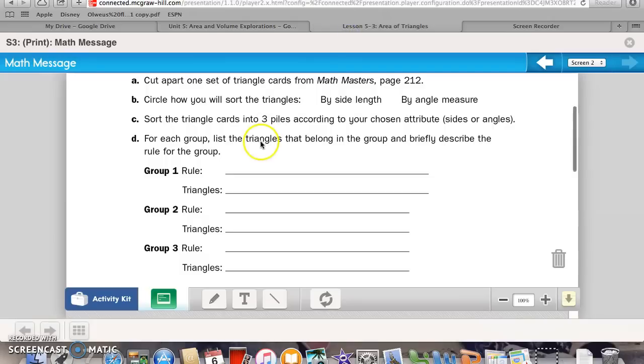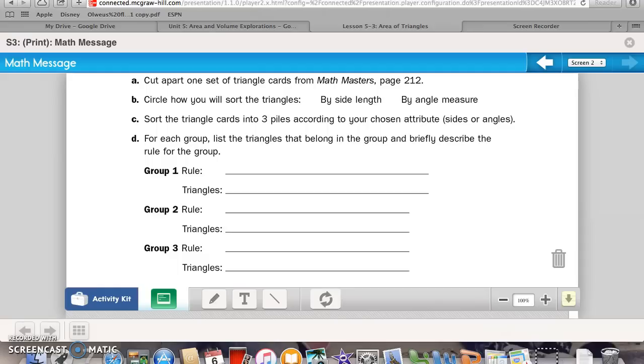All right, so if you're back with me now, we're going to look at today's math message. That is on page 227 of your journal. And you also have the triangles that you cut out from Math Masters 212. So that was your first direction, cut apart one set of triangles from Math Masters page 212. B, circle how you will sort the triangles.